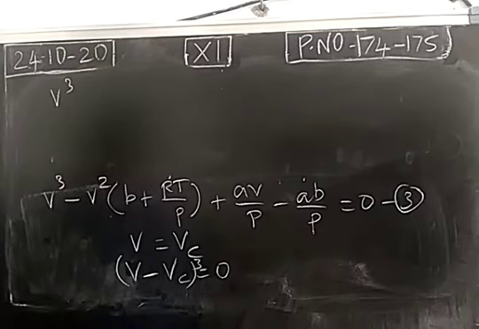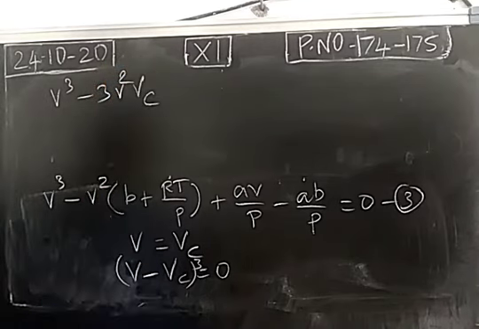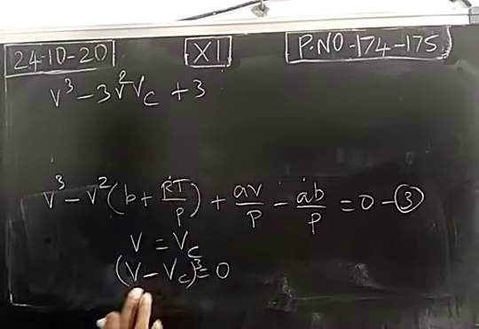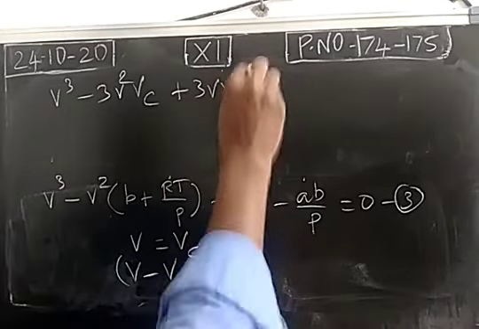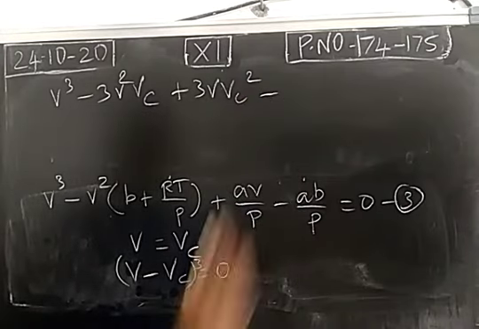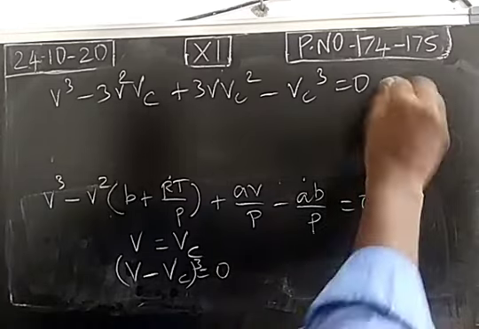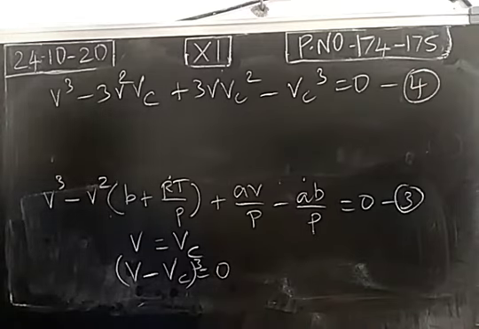V cube minus 3V square Vc plus 3V Vc square minus Vc cube. So instead of b here, Vc is present. So (V minus Vc) cube is equal to 0. Consider this as equation number 4.